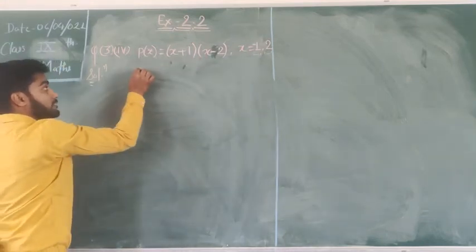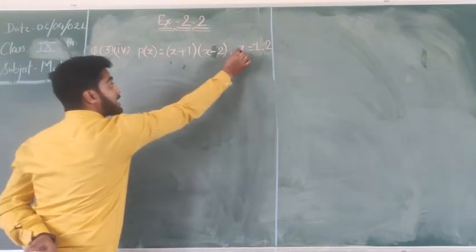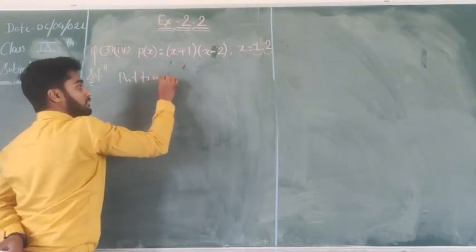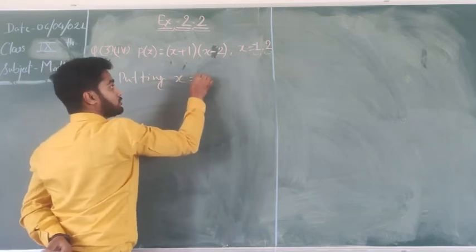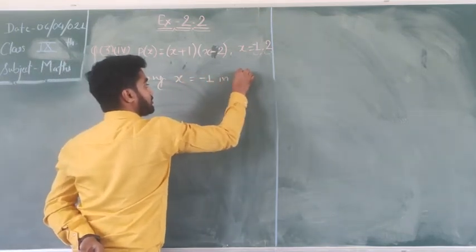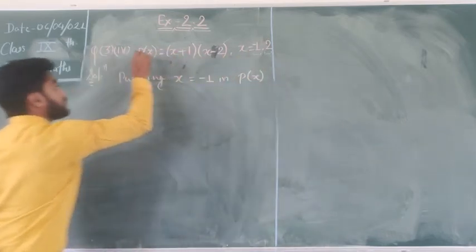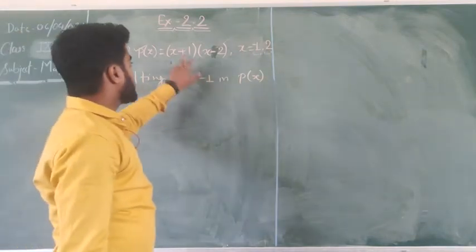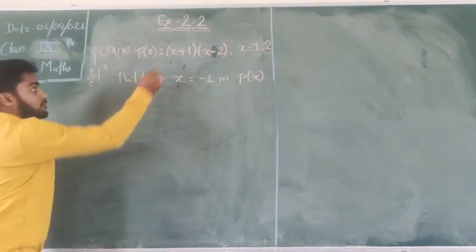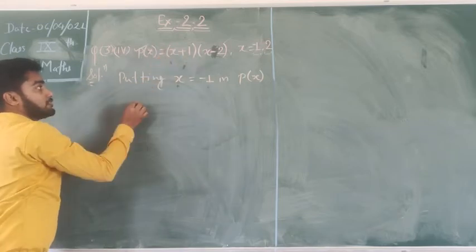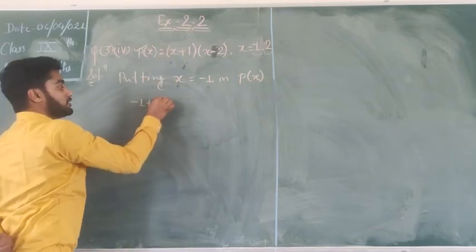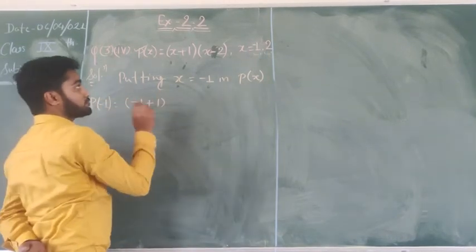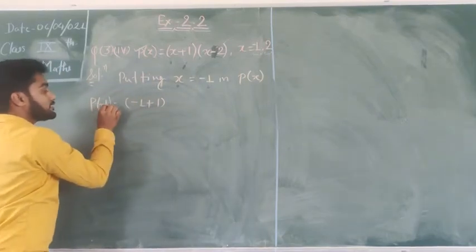Okay, then putting the value of x, putting x equal to -1 in p of x. That means p of x is this polynomial in terms of x. We have to put x equal to -1 in the given polynomial. So what will be the value of this? p of -1 is equal to -1 plus 1, I am putting in the place of x equal to -1.